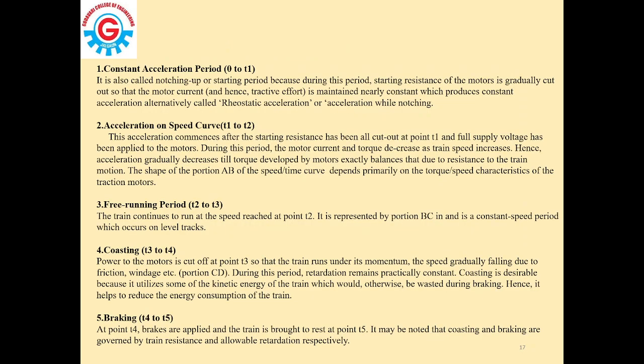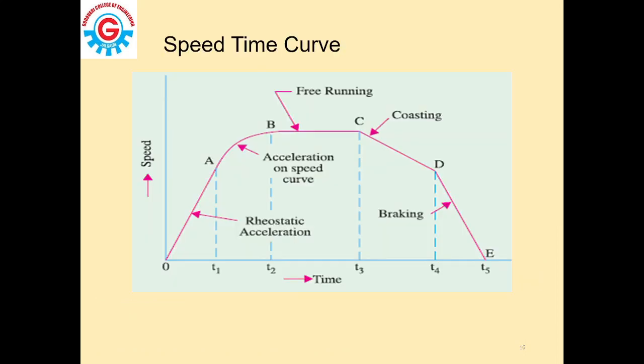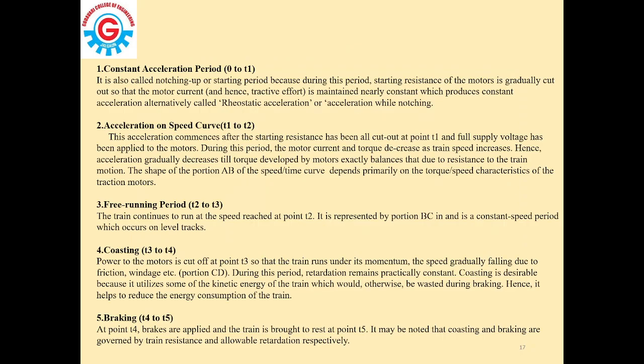First is the constant acceleration period. It is from 0 to T1. It is also called the notching up period or starting period, because during this period the starting resistance of the motor is gradually cut out so that the motor current is maintained nearly constant, which produces constant acceleration, alternatively called rheostatic acceleration or acceleration while notching. Then the second curve starts, that is A to B, at time T1 to T2.